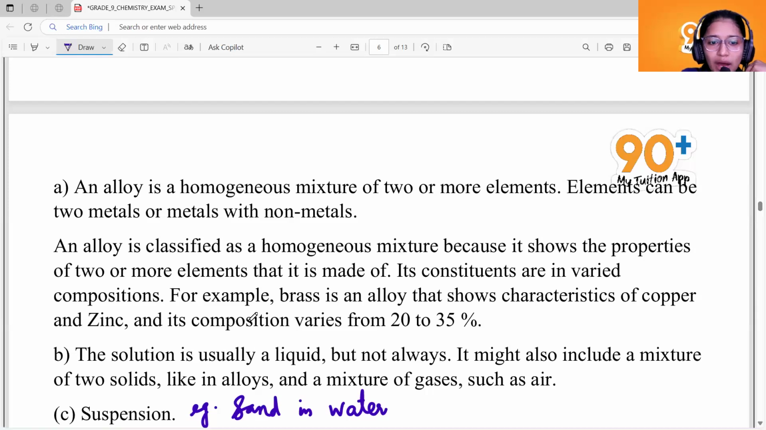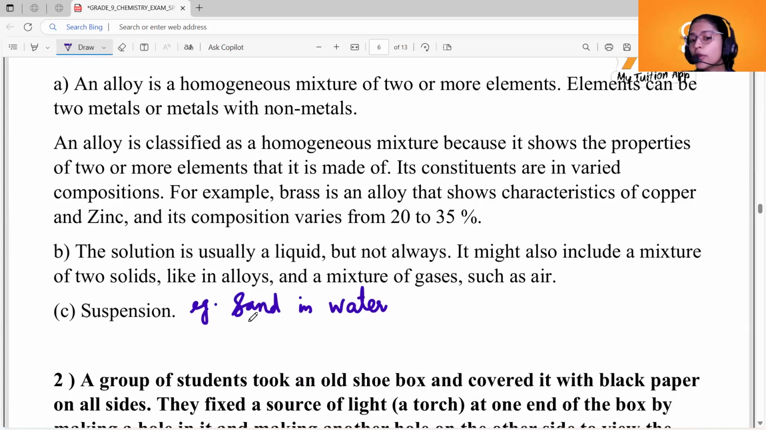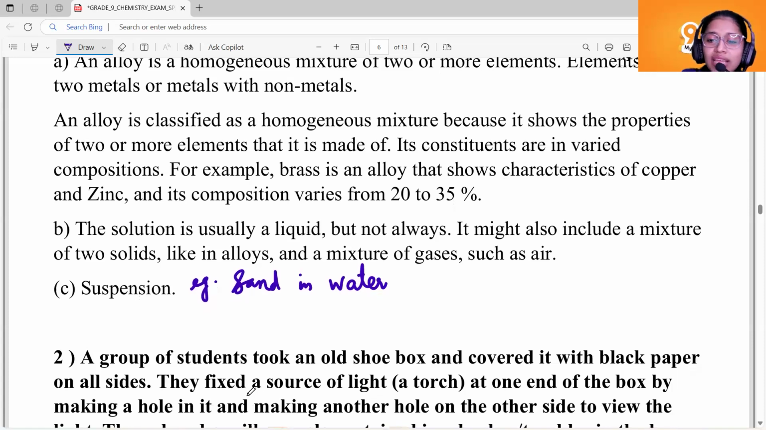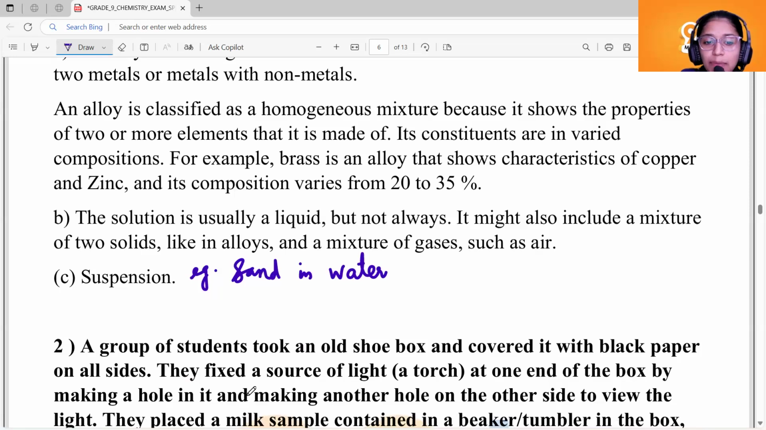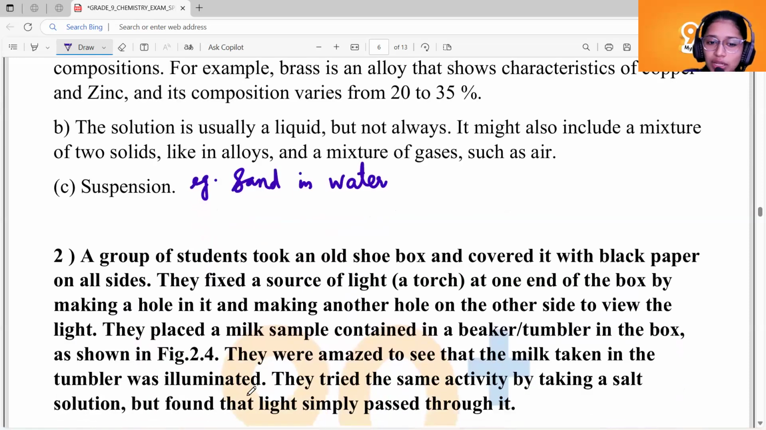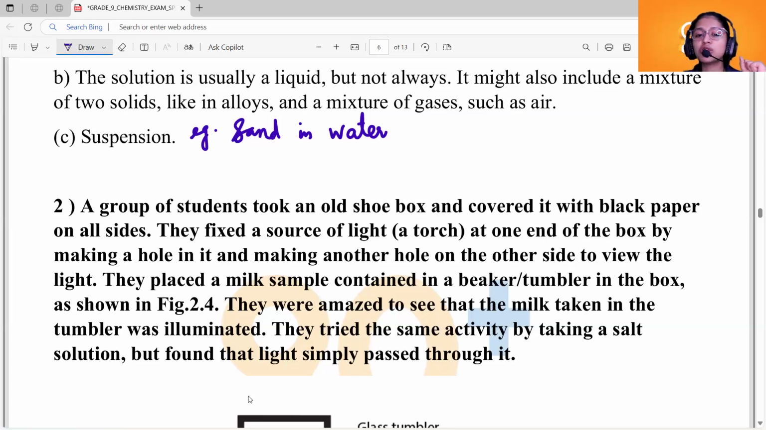Okay, so now we'll move to our next question. What is our next question? A group of students took an old shoebox and covered it with black paper on all sides. They fixed a source of light at one end of the box by making a hole in it and made another hole on the other side to view the light. They placed a milk sample contained in a beaker or tumbler in the box as shown in the figure. They were amazed to see that the milk taken in the tumbler was illuminated, that is, the milk was glowing. They tried the same activity by taking a salt solution but found that light simply passed through it.